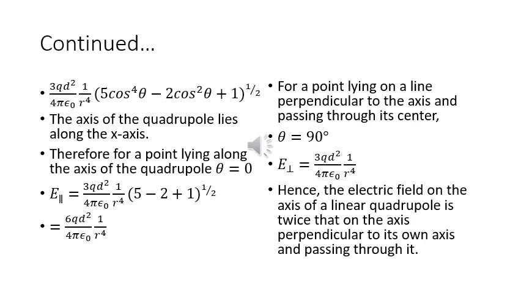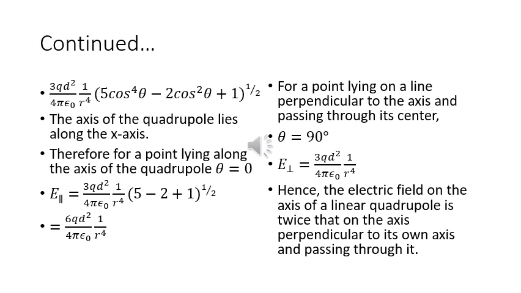Therefore, for a point lying along the axis of the quadrupole at θ equal to 0, we have E parallel equal to 3qd² upon 4π epsilon naught 1 upon r⁴ (5 minus 2 plus 1) raised to the power half, which is equal to 6qd² upon 4π epsilon naught 1 upon r⁴.